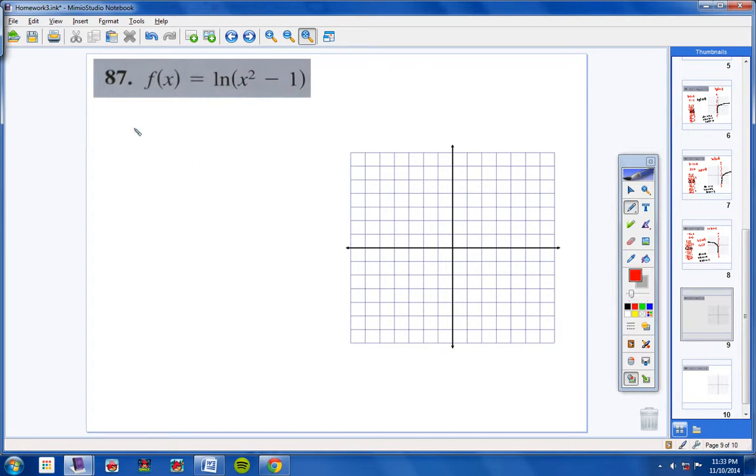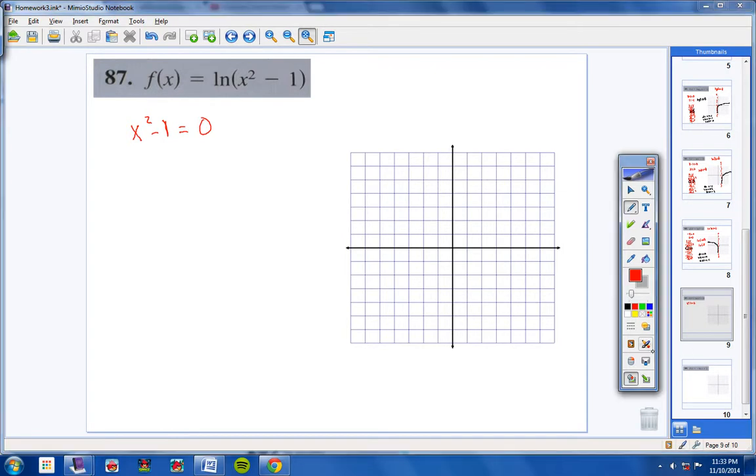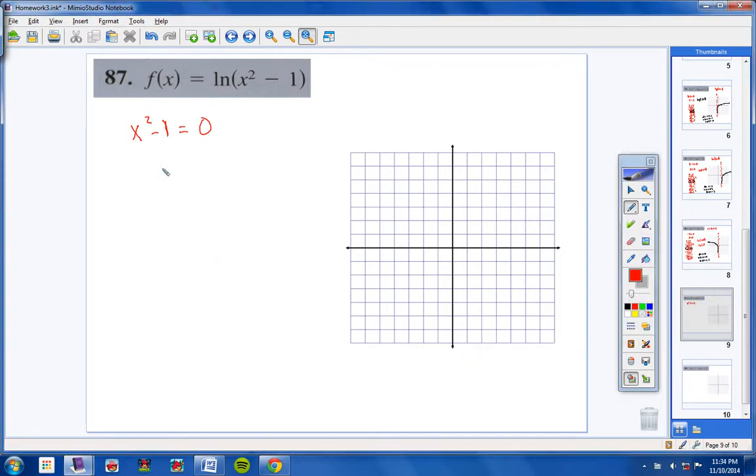Okay, take the domain right here and set it equal to 0. Okay? Now this one will be interesting. Let's go ahead and bring the 1 over and make it a positive 1. And then take the square root of both sides. So look what you get. You have a double vertical asymptote, which is pretty cool actually. So we have 1 here. Okay? And then 1 here.